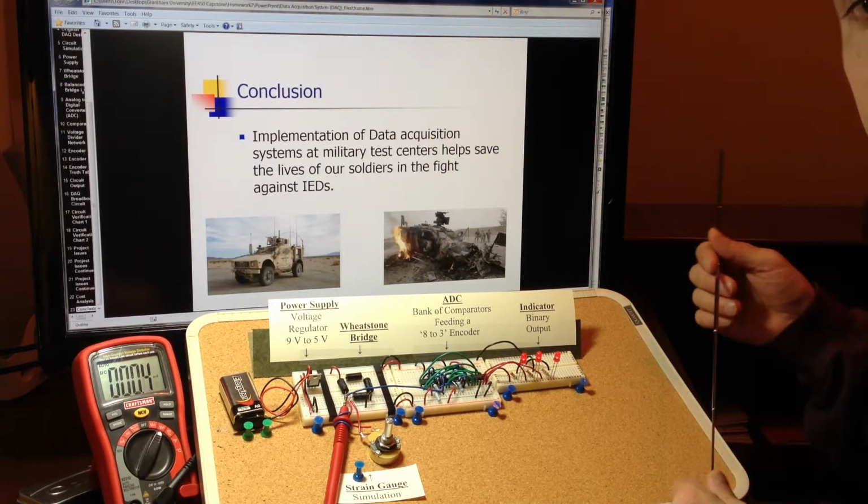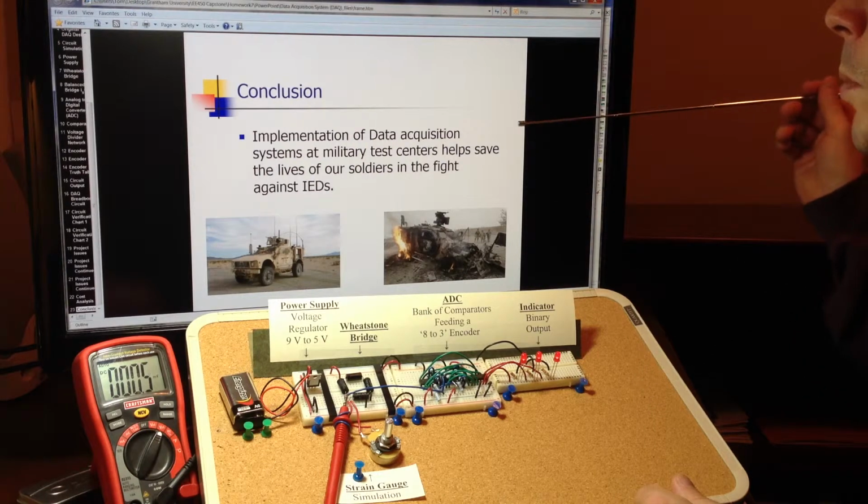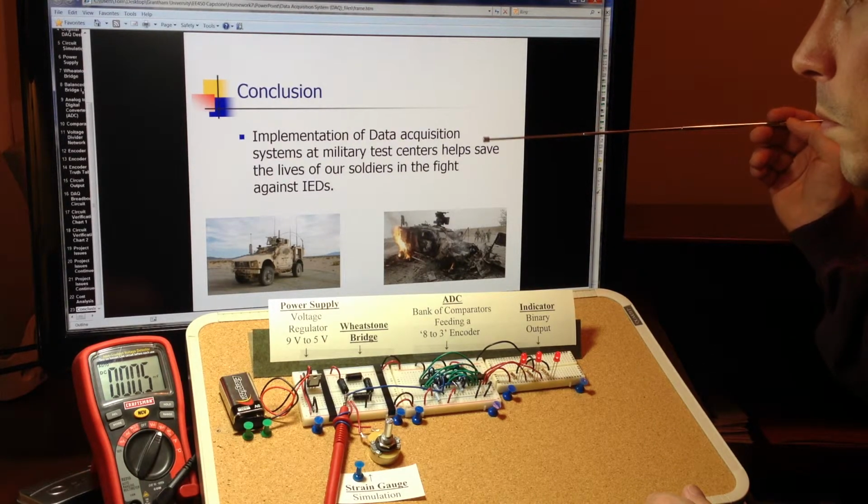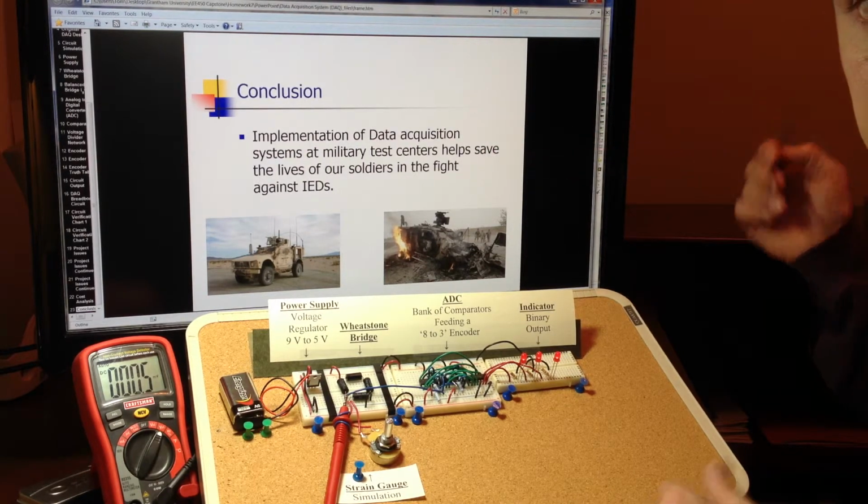So in conclusion, the implementation of data acquisition systems at military test centers helps save the lives of our soldiers in the fight against IEDs.